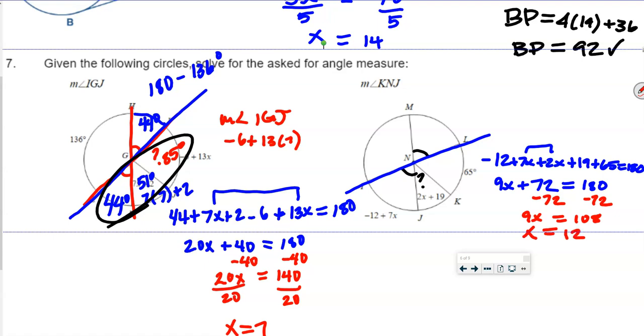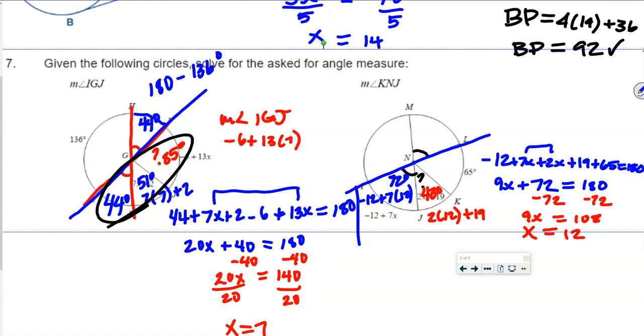It does. Okay. So here again, we're looking for question marks. So this would be 2 times 12, which is 24, plus 19 is 43 degrees. Okay. So I'm going to, again, because I like to check stuff, do negative 12 here, plus 7 times 12. And when I did that, I got that this was 72 degrees.